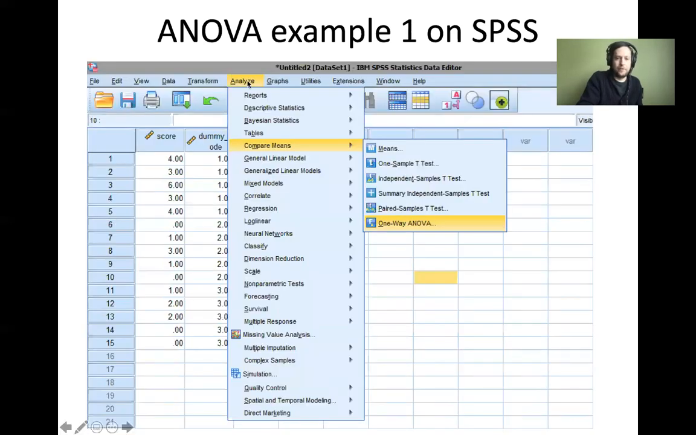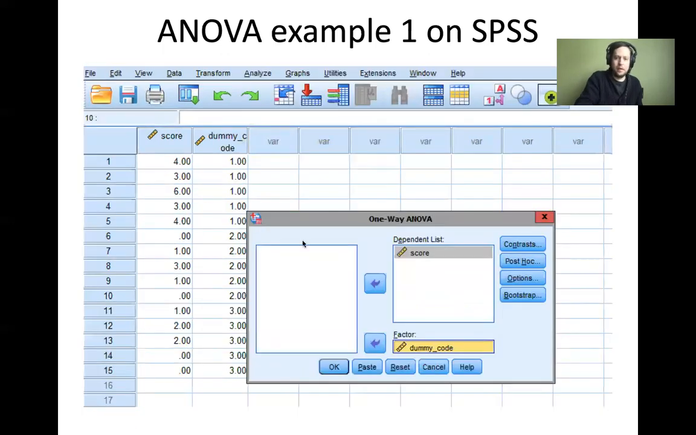The way you do it is you perform analyze, compare means, one-way ANOVA. This is a one-way between subjects ANOVA. You move the score into the dependent list. So you move this score into this list, and then you move the dummy code into the factor. And you can press options.